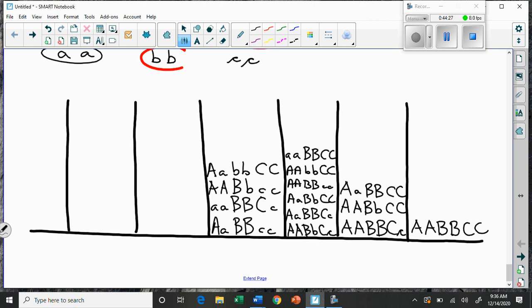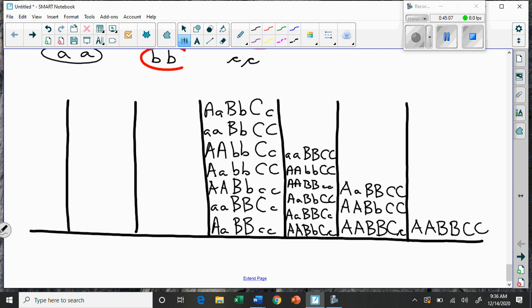Then we could get 2 big A's, and then we could have 2 little b's, and then 1 big C, 1 little c. Or we could have 2 little a's, and we could have a big B and a little b, and 2 big C's. Or we could have a capital A, a small a, a big B, a little b, and a big C and a little c. So there should be 7, I think, different ways to get 3 recessive alleles in combinations.